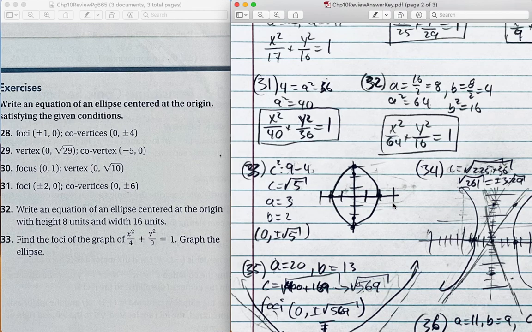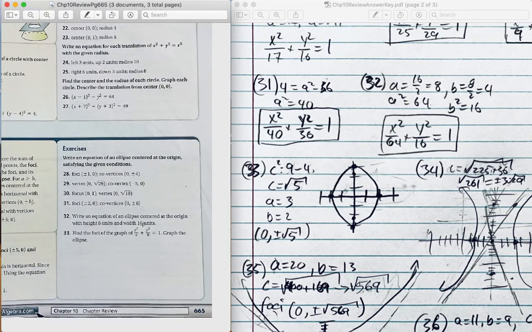They want us to graph this. This is a vertical ellipse because the 9 is bigger than 4. We square root that and we get an A of 3. So from 0 to the top is going to be 3, 0 to the bottom is going to be 3. So 3 up, 3 down. We square root the 4, and that's our B, our covertices, and it's going to go over 2, and then we have our ellipse. And our foci are 0, plus or minus square root of 5, which is around here somewhere, around 2 something here and 2 something here. So that is the ellipse.